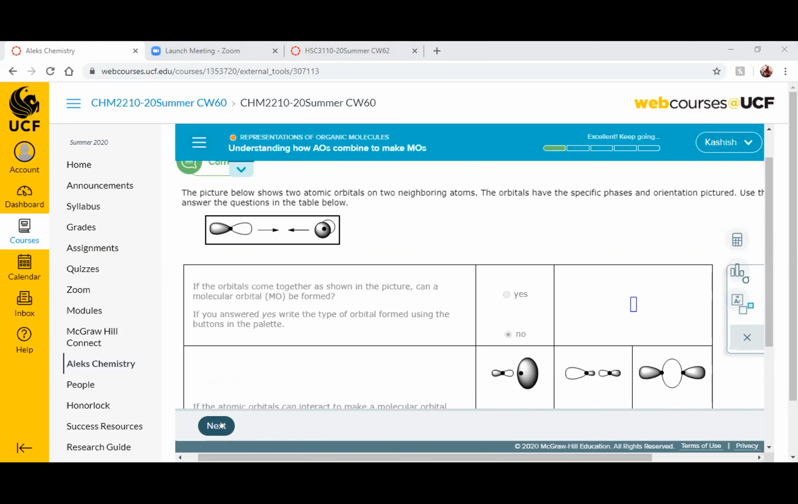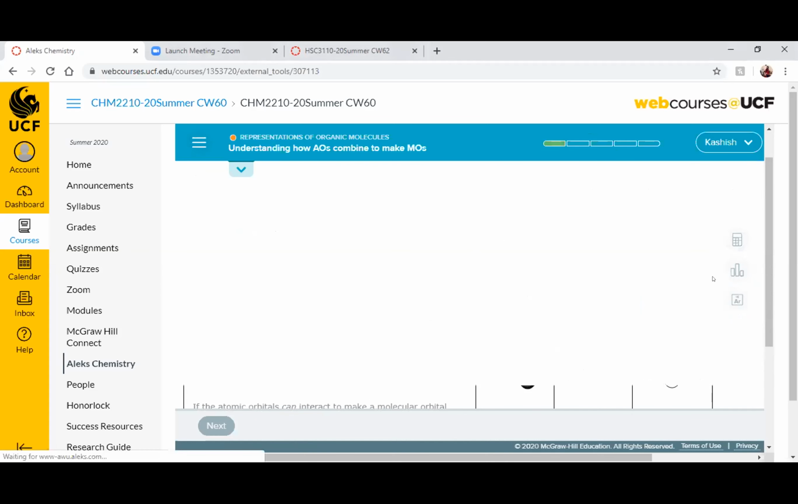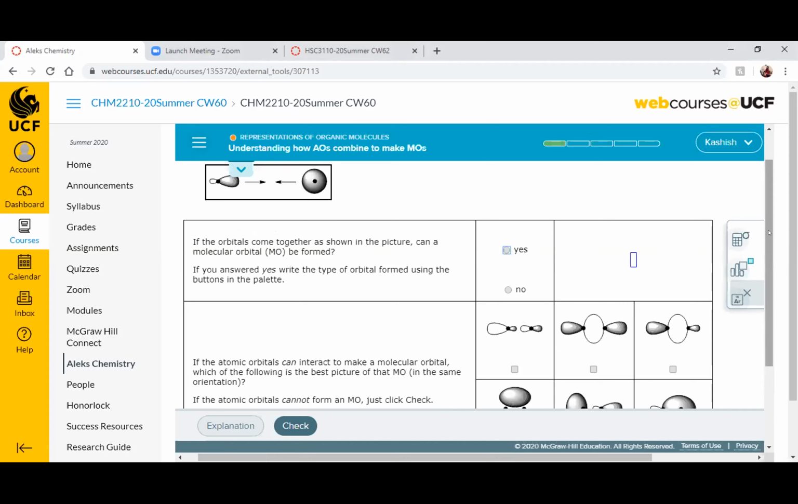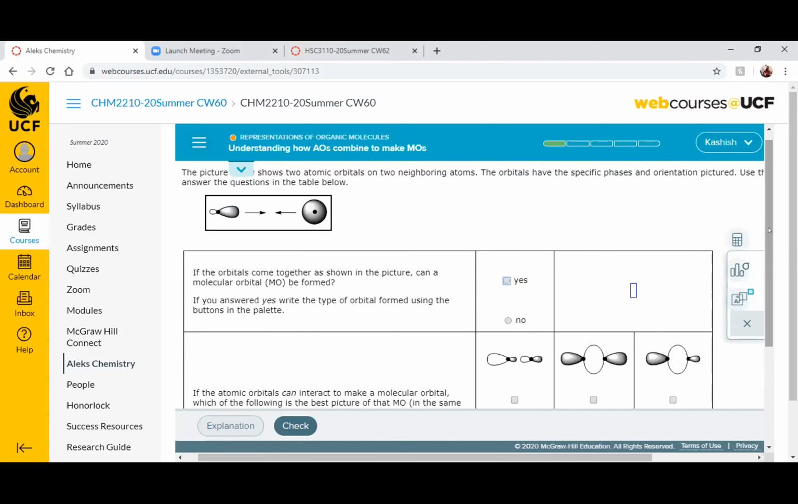Okay, so the next question. Now what we have here, we have a p orbital, or this isn't quite a p orbital because it doesn't look like a p orbital at all. That's because it's an s orbital, and it's going to come together with another s orbital to make an sp2 orbital. So yes, it's going to come together and it's going to make sp2. Yeah, sorry. Just making sure I'm doing the math in my head right.